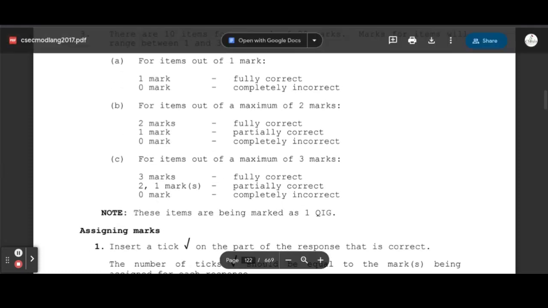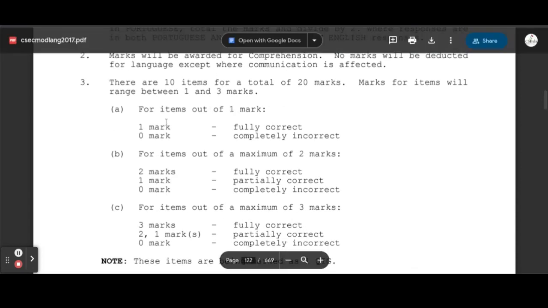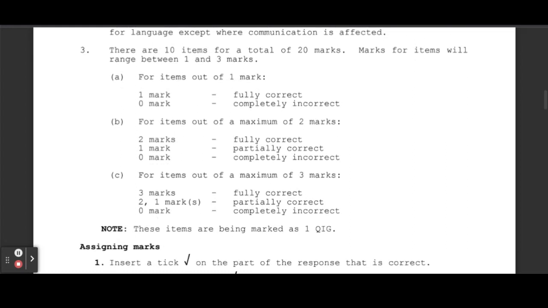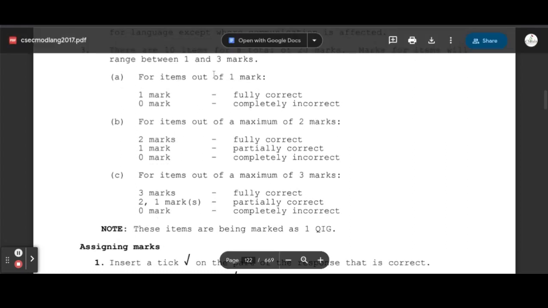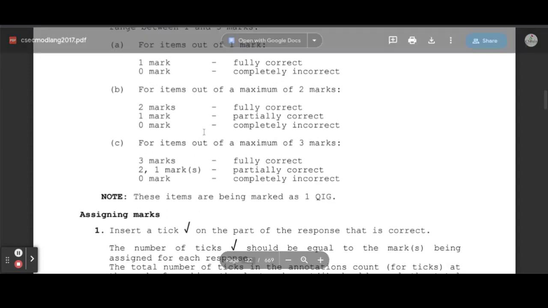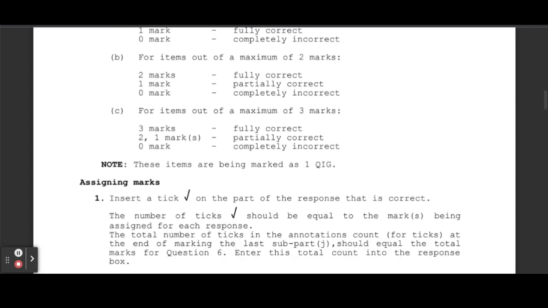So what they do is you get 10 questions that have a total of 20 marks, and you will see the range, and this is what it should look like. So 1 mark, you're either correct or you're not correct, right? That's how they are awarded. In terms of 2 marked questions, fully, partially, totally incorrect, right? So fully correct, 2 marks, partially 1, totally incorrect, 0.